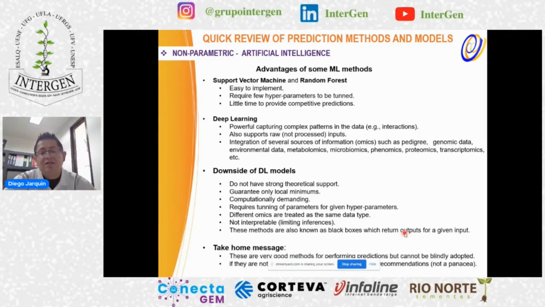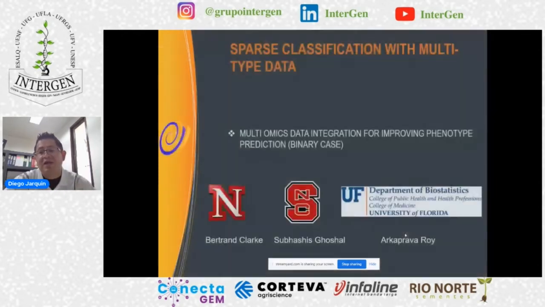So the take-home message is these are very good methods for performing predictions, but we cannot blindly adopt them. Somebody already said in a few publications that these methods are not a panacea. We still have to develop in-house implementations.